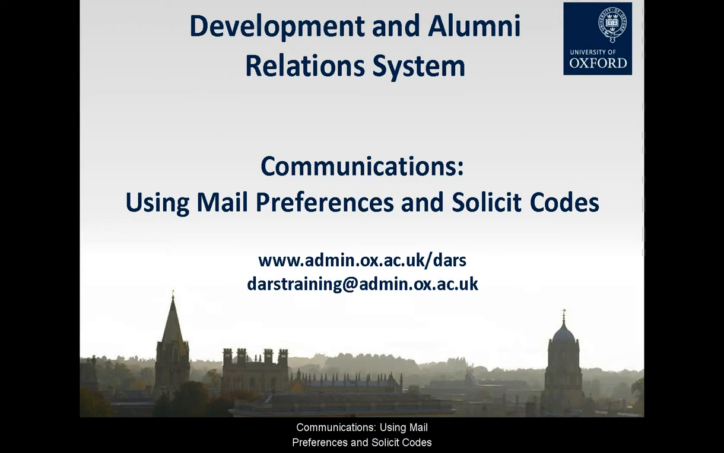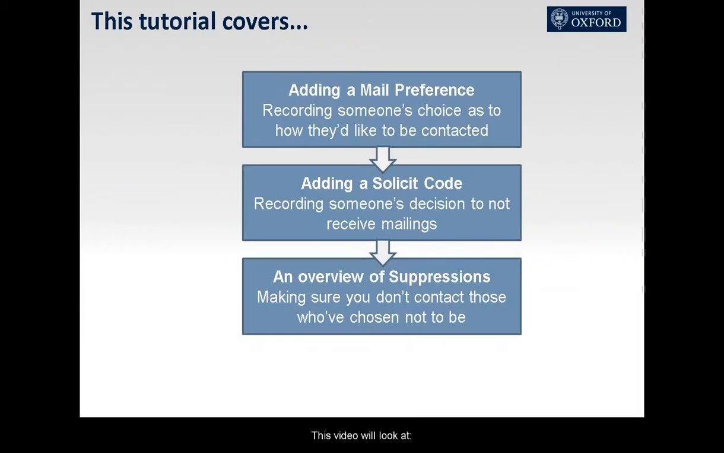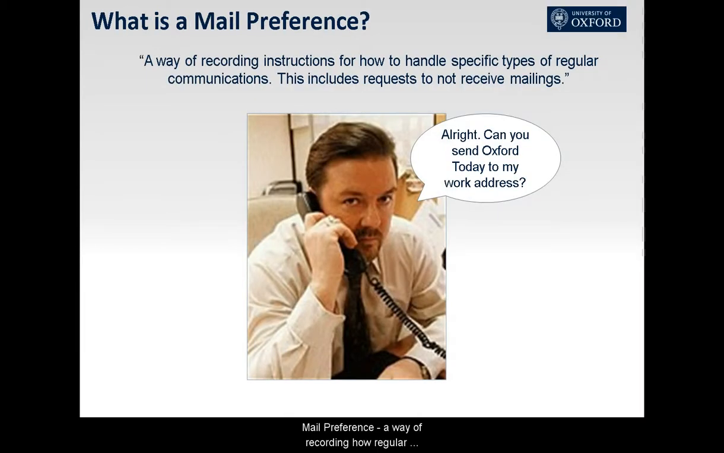Welcome to this DARS tutorial on using mail preferences and solicit codes when contacting constituents. Today's video is going to look at adding a mail preference to record someone's choice as to how they'd like to be contacted, adding a solicit code to record the fact that someone has been in touch to state that they do not want to be contacted, and a brief overview of suppressions and how mail preferences and solicit codes affect them. So firstly, adding a mail preference.